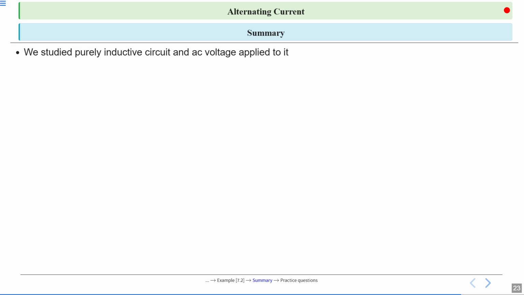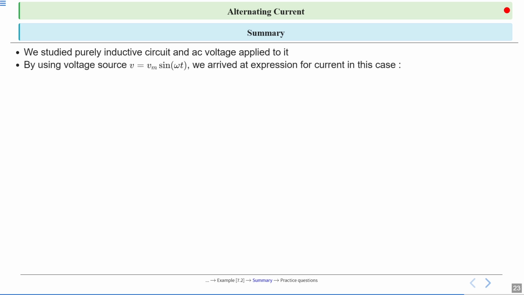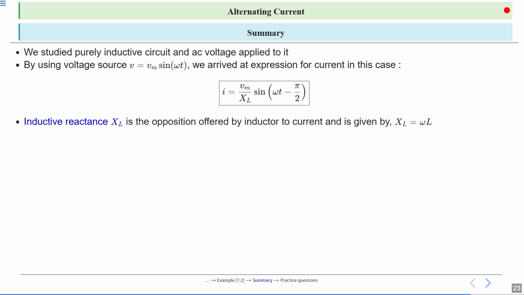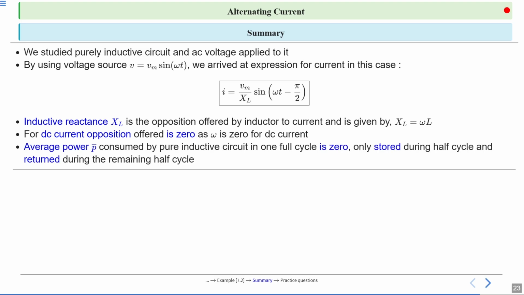So let's have a quick recap. We studied purely inductive circuit and AC voltage supplied to it. By using voltage source V equal to Vm sin omega t, we arrived at the expression for current in this case: I equal to Vm upon XL, that was omega L, sin omega t minus pi by 2. Inductive reactance XL is the opposition offered by the inductor to current and is given by XL equal to omega L. For DC current, opposition offered is 0, as omega is 0 for the DC current. No frequency of DC current.